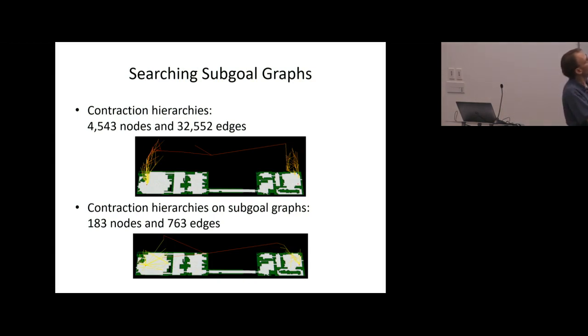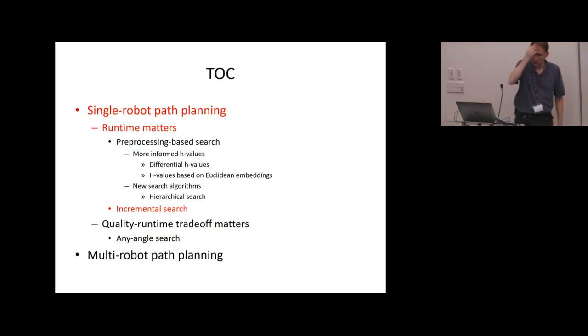So that's the contraction hierarchy that we're getting, it's very, very sparse. And then if you look at the corresponding search tree, again, even sparser than before, right? So the combination can be really, really powerful if you want to search grid graphs. Okay, good. So that gives you a little bit of a taste of preprocessing-based search, right?